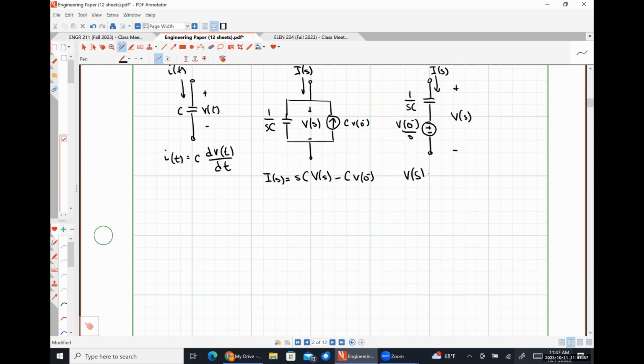V of S in this case would be the voltage drop across our impedance. So that's going to look like I of S divided by SC plus V at 0 minus divided by S. So once again, very, very similar to what we saw in the frequency domain, but we actually have our initial conditions on our system built into our analysis. Sure.